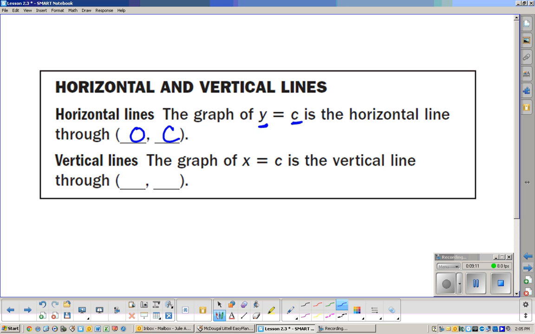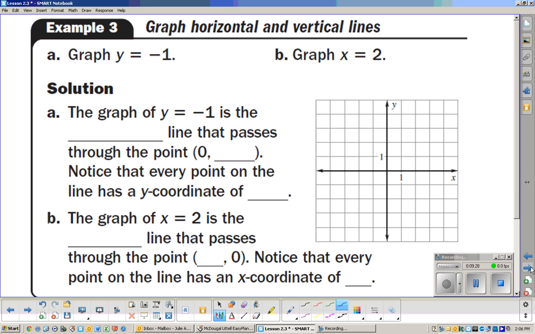What I like to do is I like to say, okay, go up on the y-axis however many c says, and put a point. Vertical line is the reverse of that. This time x equals c, so c would go right here, and the y is 0. So we are going to graph y equals -1 and x equals 2.